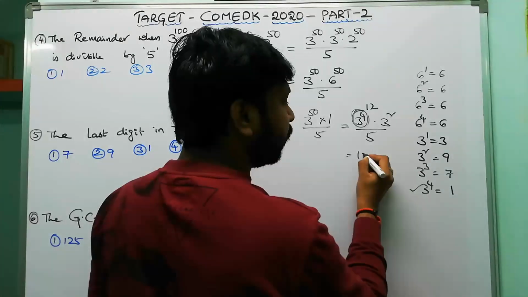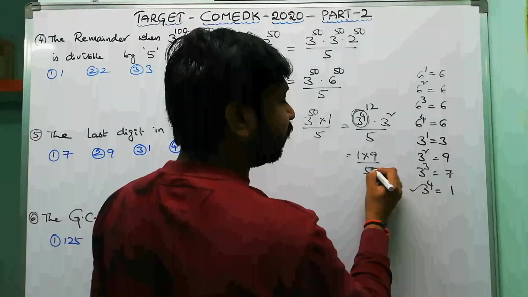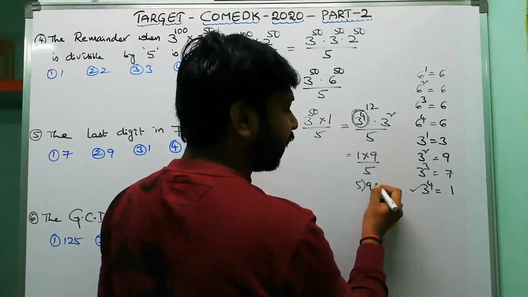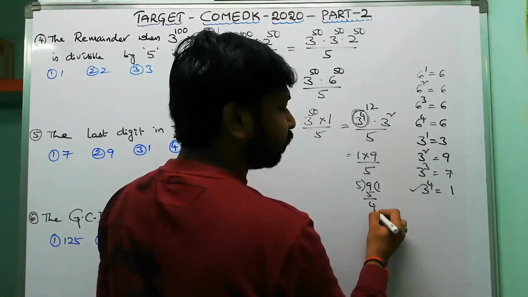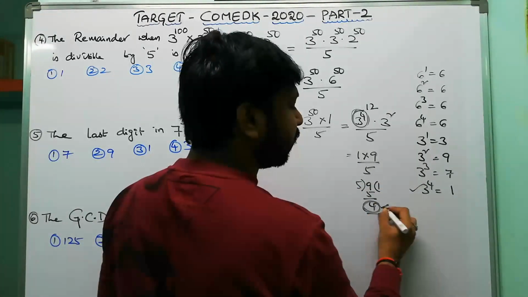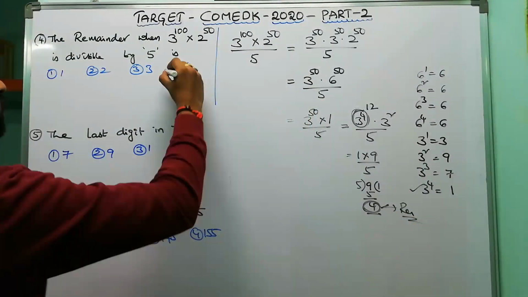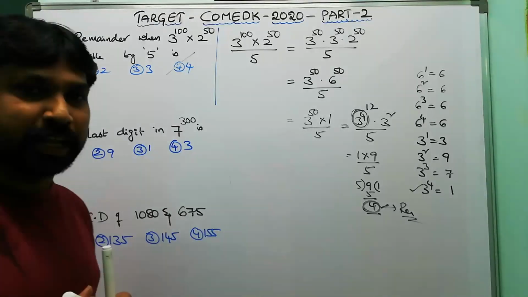That's what, 1 × 3^2 = 9 / 5. Now they are asking for the remainder, friends. 9 divided by 5: 5 ones are 5, so the remainder is 4. This 4 is the remainder for this question, friends. So the 4th option is the correct answer.